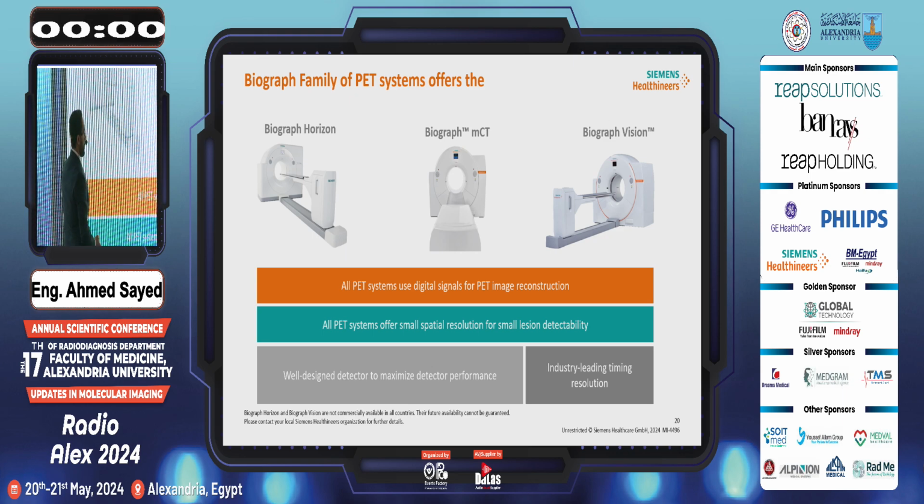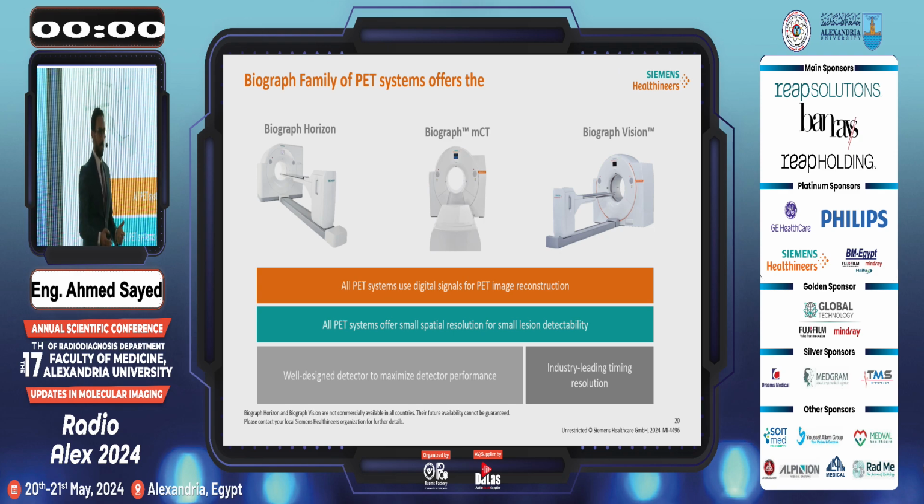All our portfolio is digital: Biograph Horizon, MCT, Vision. We have small lesion detectability, LSO-based, digital systems.